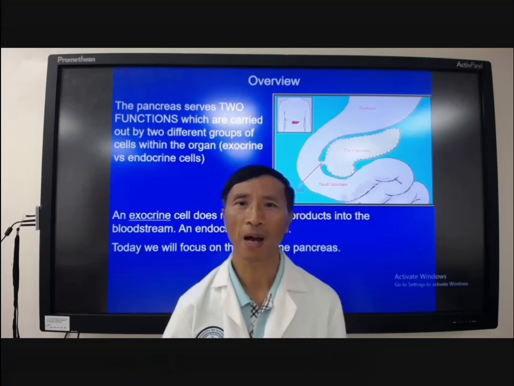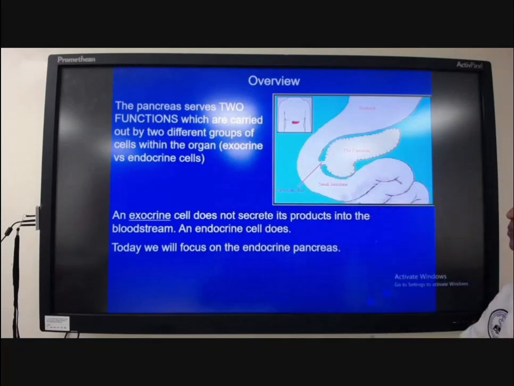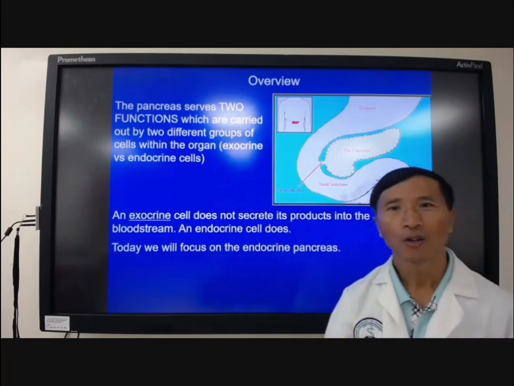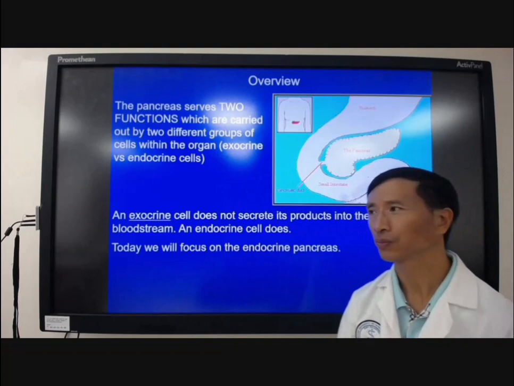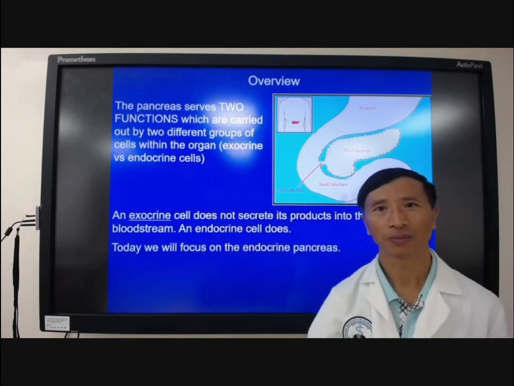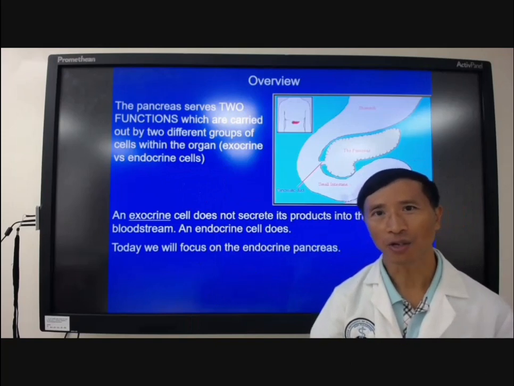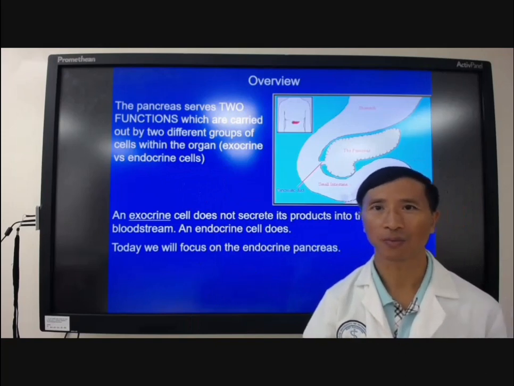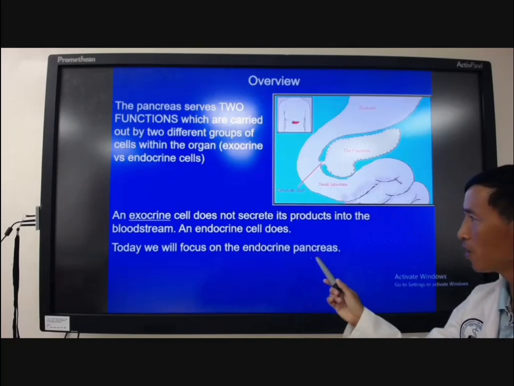Hormones produced by the pancreas. This is the pancreas. The pancreas serves two functions that are carried out by two different groups of cells: exocrine versus endocrine cells. An exocrine cell does not secrete its products into the bloodstream, while an endocrine cell does. Today, we will focus on the endocrine pancreas.